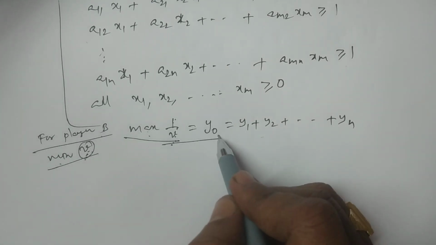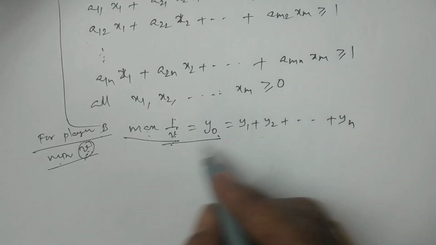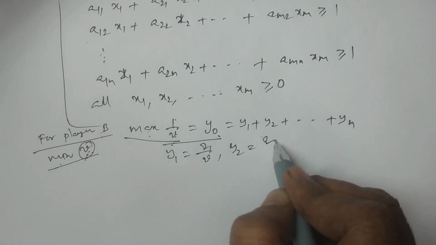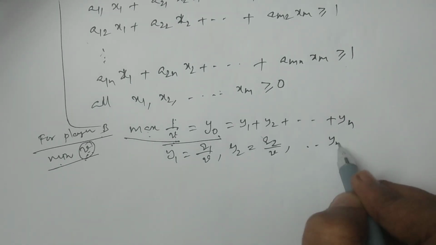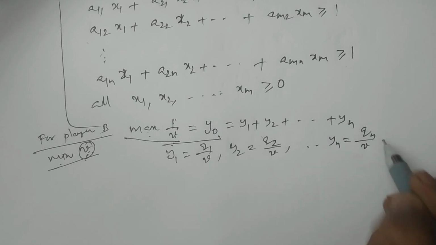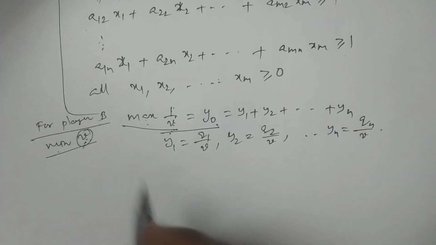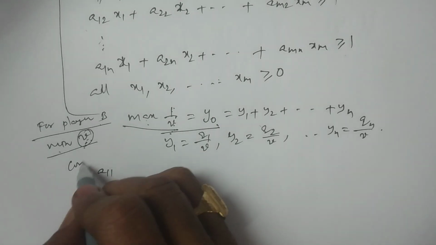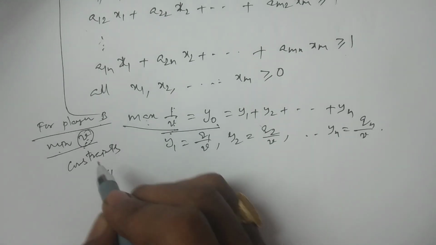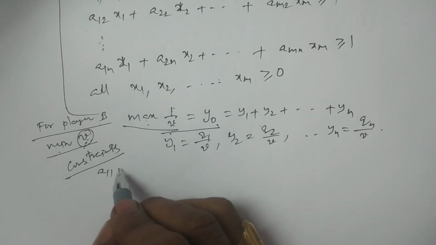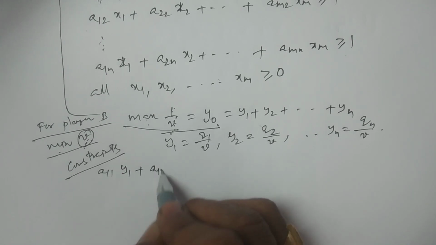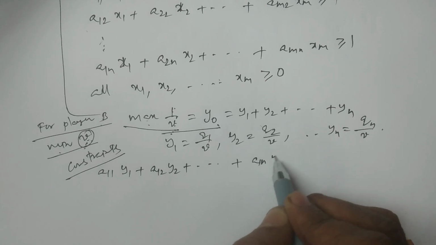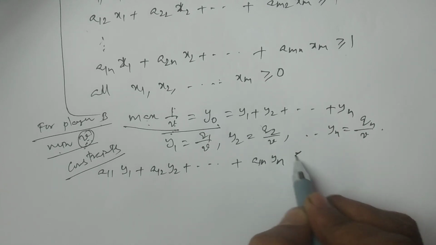It is equal to y0. Therefore y1 plus y2 plus yn, where y1 is equal to q1 by mu, y2 is equal to q2 by mu, and so on, yn is equal to qn by mu. With these values, subject to the constraints, the constraints are a11 y1 plus a12 y2 plus and so on plus a1n yn is less than or equal to 1.